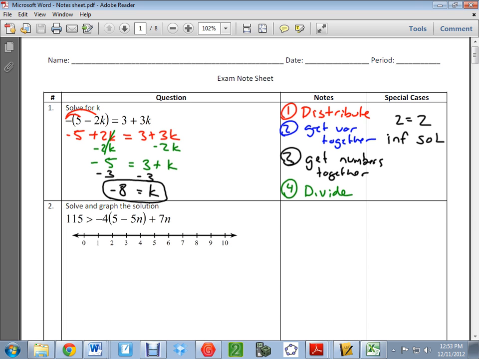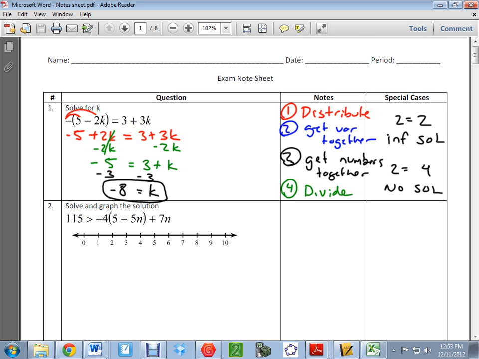The other case is where you get a number is equal to a different number, like 2 is equal to 4. This is not true. Same thing happens. You subtract like 2k from both sides, and all your k's cancel out, leaving you no k's left, and 2 is equal to 4 or something like that. This would be an example of no solutions. This happens sometimes, but not very often. Are there any questions about the special cases?